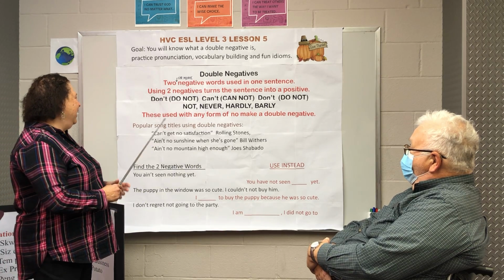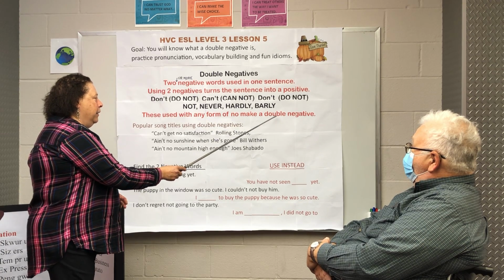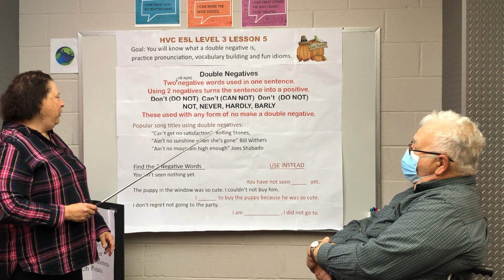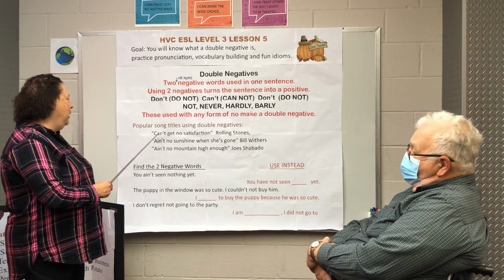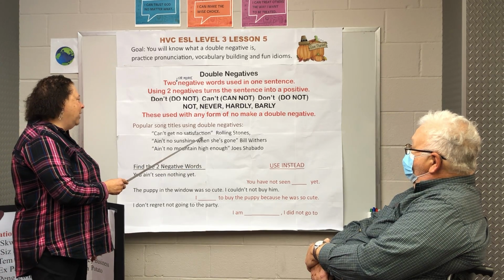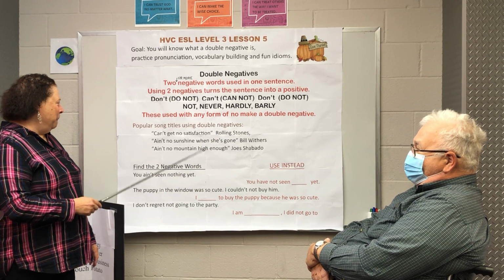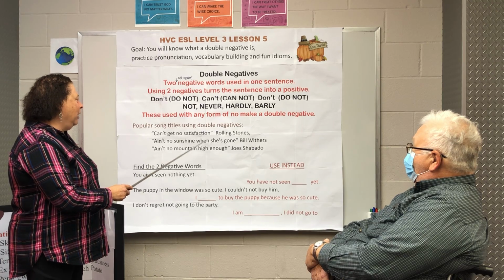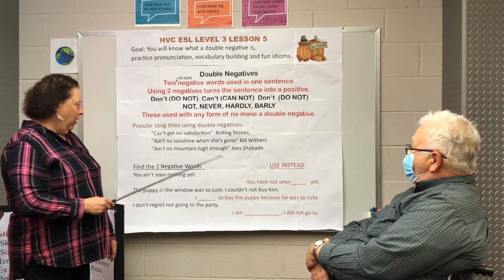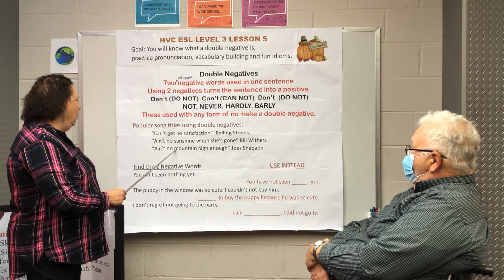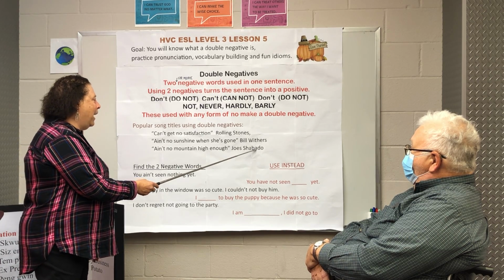So here we go. Okay, these particular words up here with any form of no make a double negative. Now, here's some really fun things. I'm sure you all listen to songs on the radio, and this is a really famous song. Can't Get No Satisfaction. That's the Rolling Stones. If you don't know that song, you gotta look it up. It's just a fun song. Here's another one. Ain't No Sunshine When She's Gone. And this is by Bill Withers. It's a very popular song. Another one I'm sure you've heard. Ain't No Mountain High Enough. And this is by, I'm not sure if I'm saying his name right, Shabato.